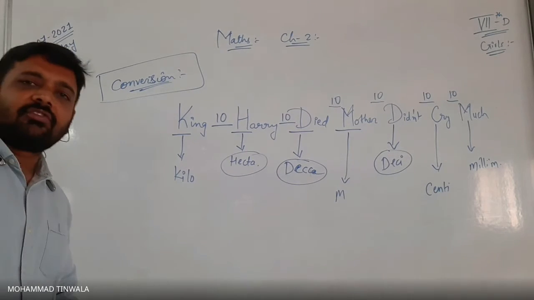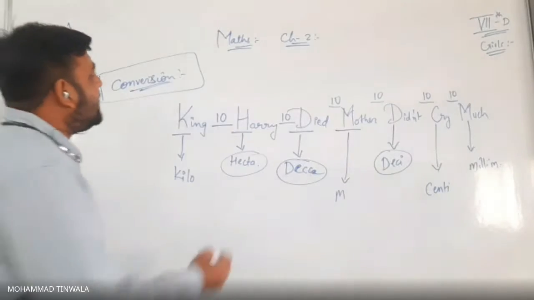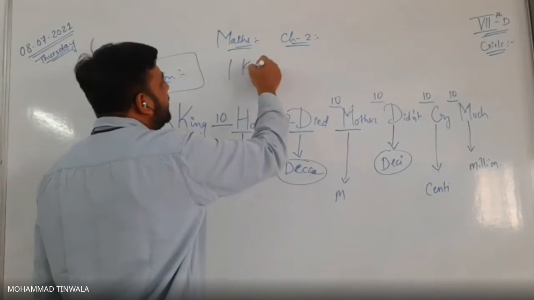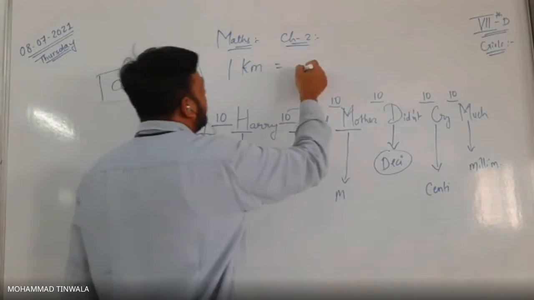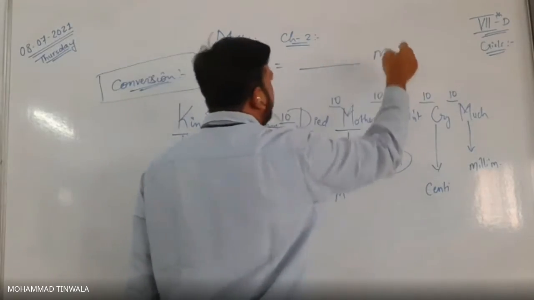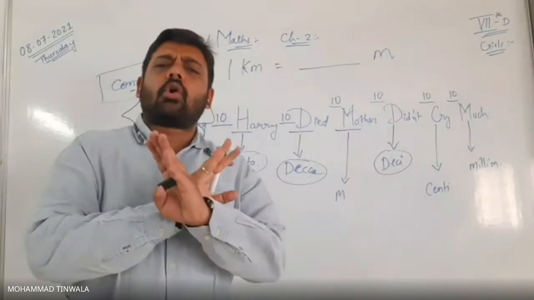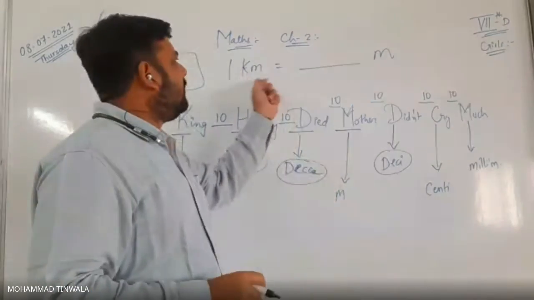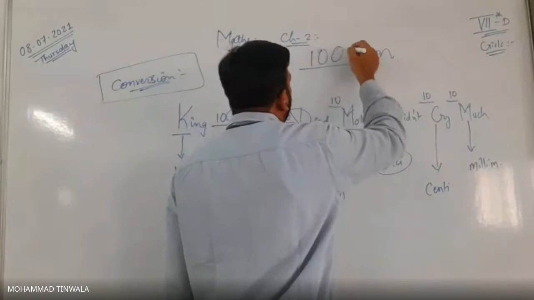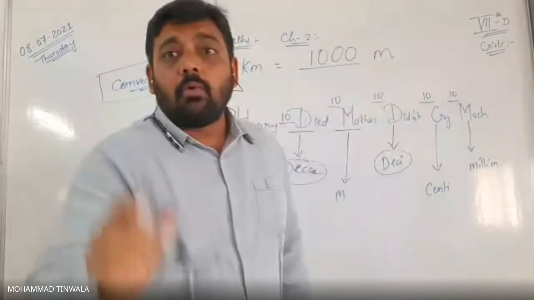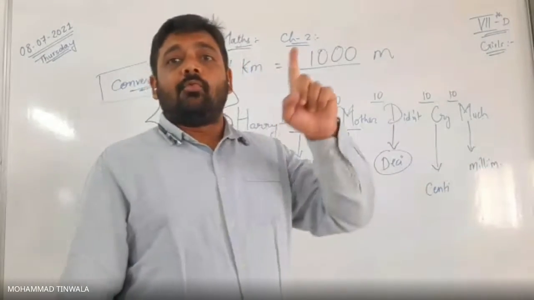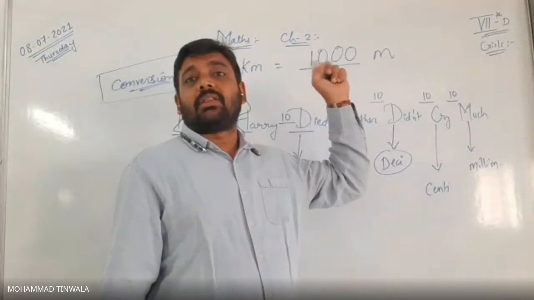If I ask you, 1 kilometer is equal to dash meter. You already know. 1 kilometer is equal to how many meters? 1000. Now, sir will teach you what the base is. How do we get 1000?